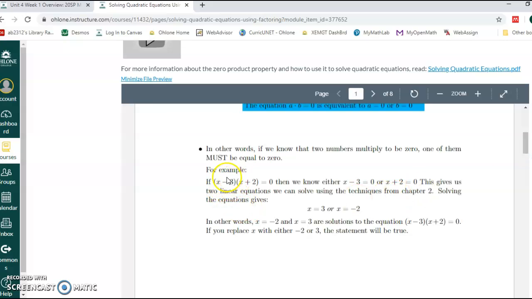For example, if we were looking at this product of x minus 3 times x plus 2, the thing that you need to remember is that x minus 3 is just a number. It represents a number that we don't know. And x plus 2, same thing, it's a number. So here we have two numbers that multiply together to be equal to 0, which means that either x minus 3 equals 0 or x plus 2 equals 0. Now we have what are relatively simple linear equations to solve, and we can get values for x.